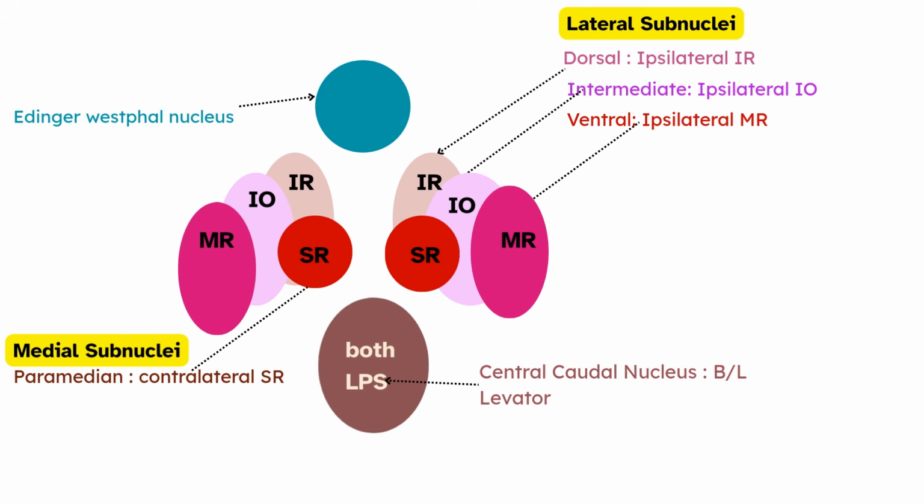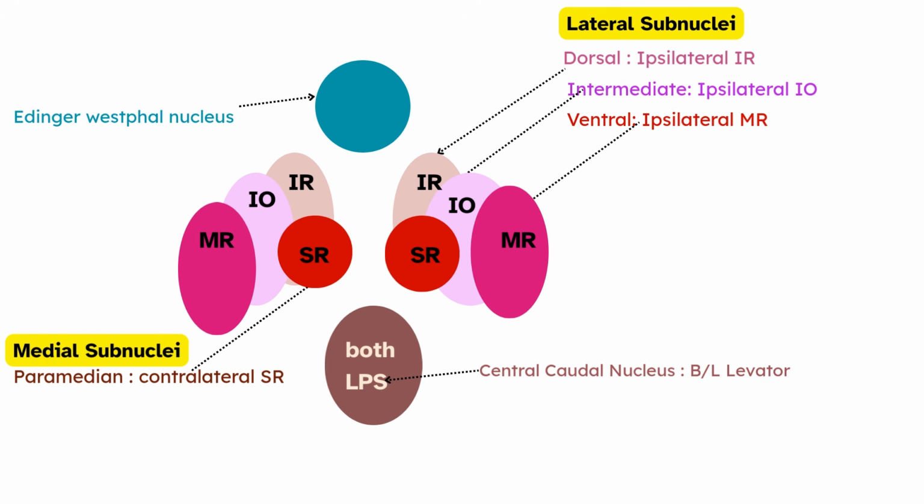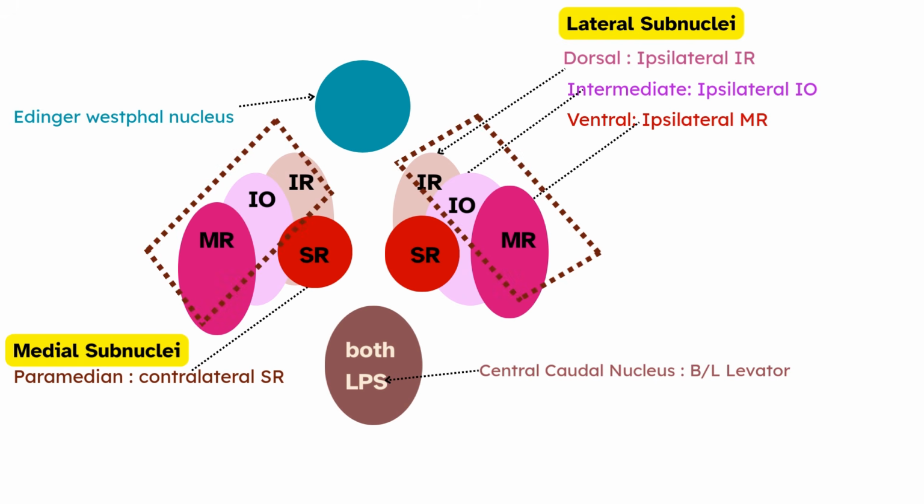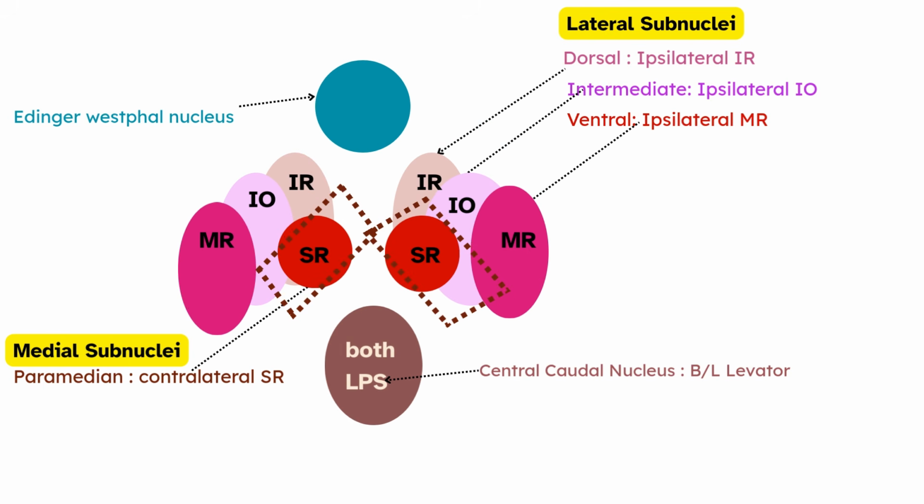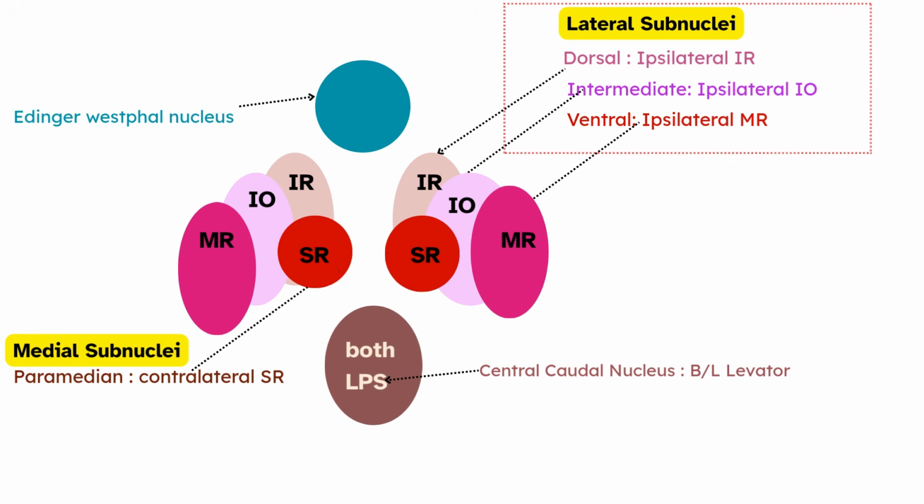This central nucleus supplies both the levator palpebrae superioris muscles, which elevate the eyelids. In between these, you can see 4 paired nuclei. The outer ones are the lateral subnuclei, and the ones closer to the center are the medial or the paramedial subnucleus. The lateral subnuclei can again be divided into dorsal, intermediate, and ventral groups based on their position.